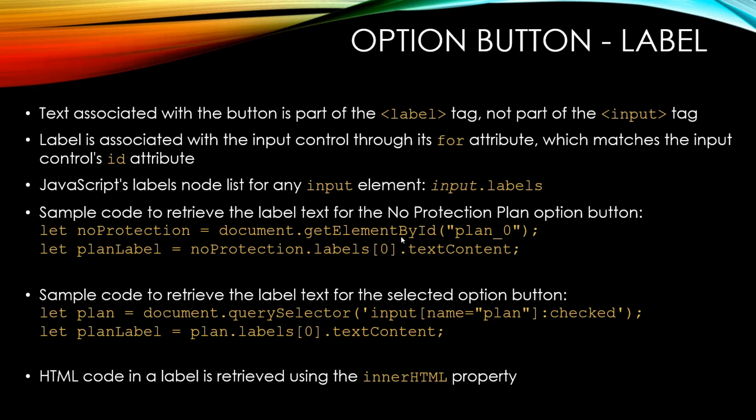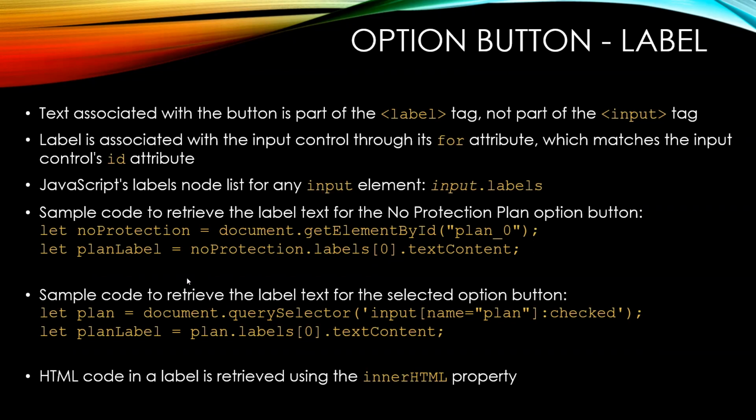So no protection, get element by ID, plan sub 0. That's the element ID that we want. Once we have that, we can say that the label is equal to whatever element that is dot labels. Okay, and that's where we can get what that text says. We use that labels just as we do an array. So if I want the plan at 0, I'm going to look at the label at 0, but then I can add that dot text content. That is going to give me the text that is associated with that option button or radio button and what is displayed to the user.